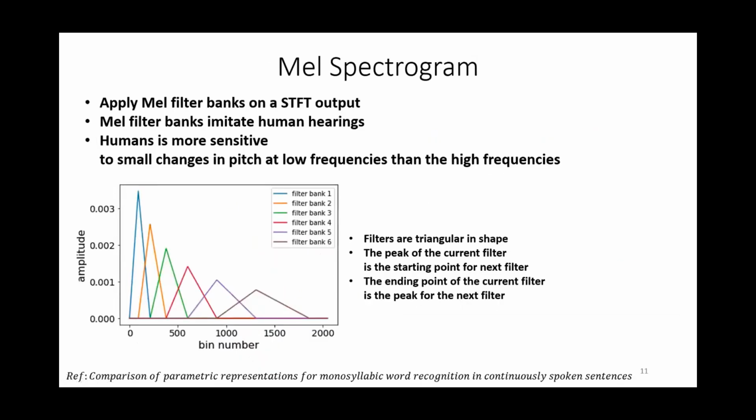For MEL spectrogram, things are quite similar, but they apply one more filter to the STFT output. They call it MEL filter banks. The original idea of MEL filter banks is to imitate human hearing. Each MEL filter bank sums up different STFT frequency bins. For example, here it sums up, say, 100 frequency bins from the STFT result and summarizes them into one single MEL bin.